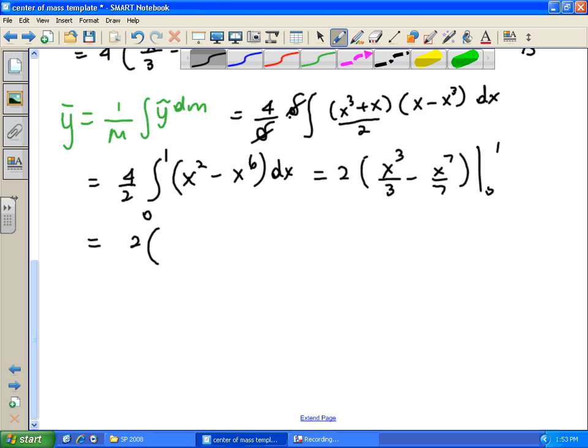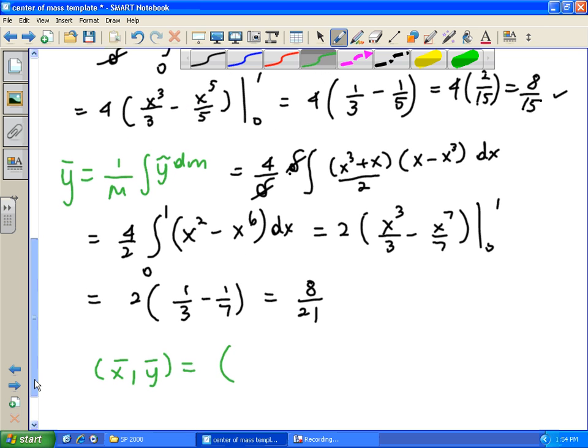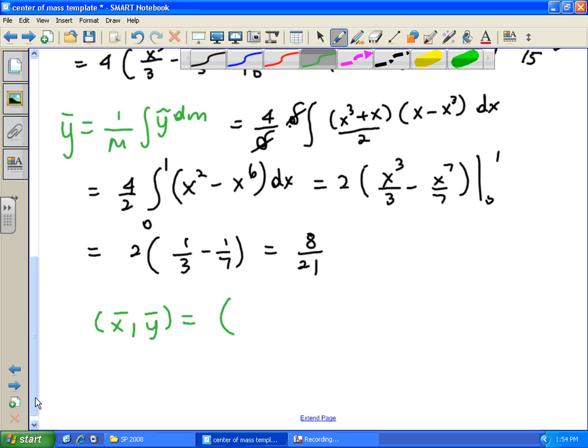So here we're going to have 1/3 minus 1/7. And if you simplify this, I believe you're going to get 8 over 21. The final answer should be a unique x bar comma y bar, a unique point, which is 8/15 comma 8/21.